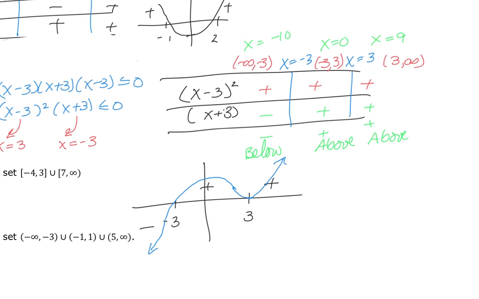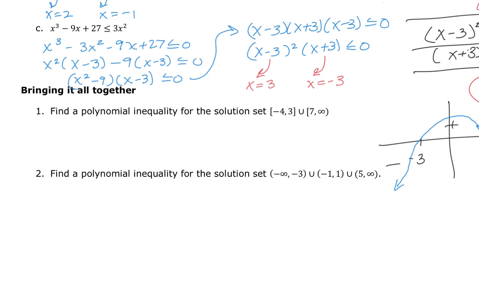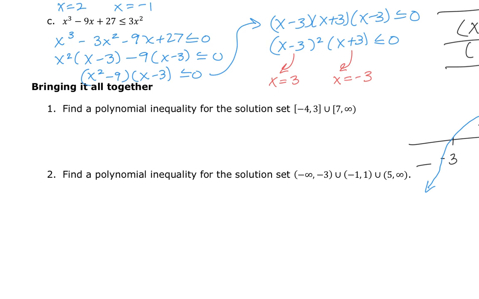So let me go back over here. And what we're asked for back over here was that we're less than. The only region we are less than is in this region, and less than or equal to. So this is the only region. So it's from negative infinity to negative 3 inclusive, because it's less than or equal to. Okay. Now, find a polynomial inequality for this solution set.